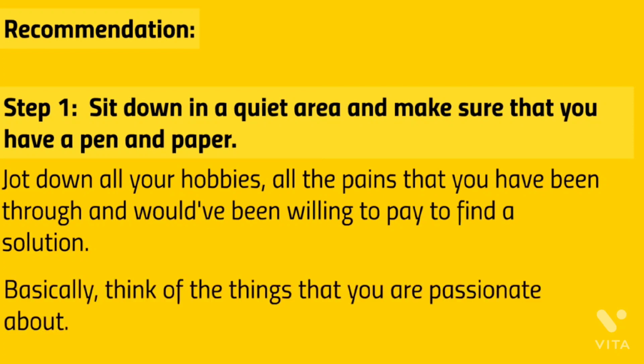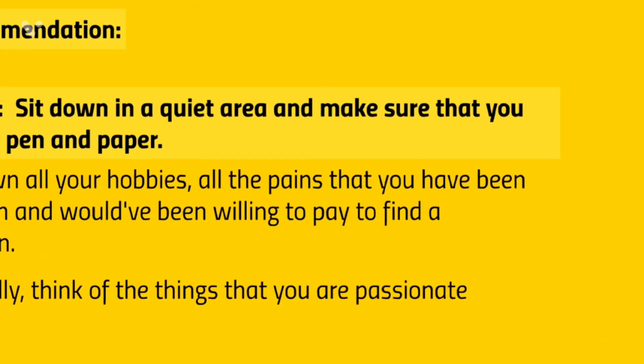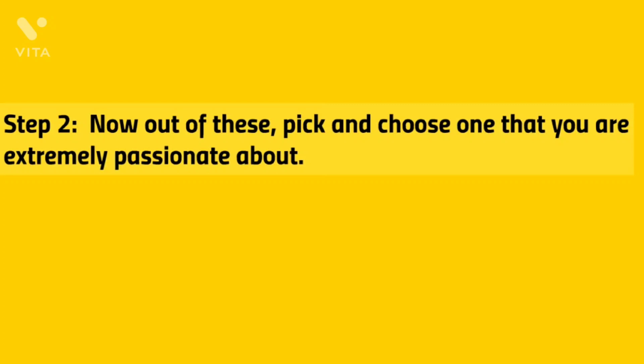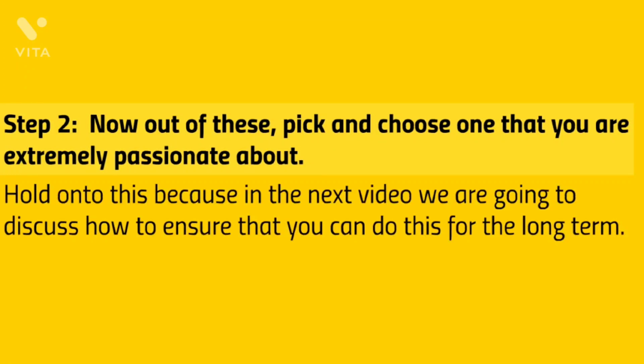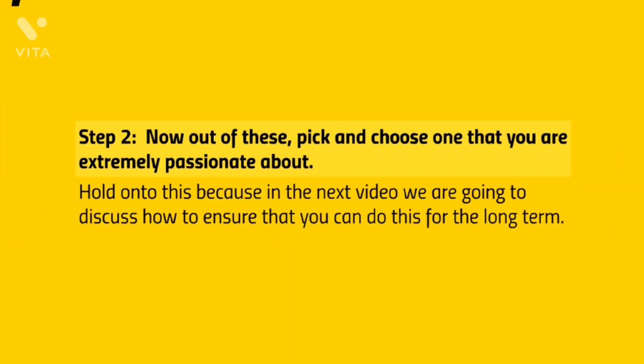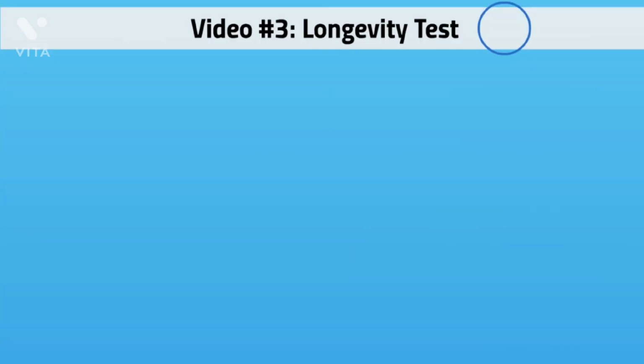So basically think of things that you're passionate about. And if you want to pause this video and just go ahead and do that, that's fine. After you've done that, step number 2 is now, out of these that you have written down, I want you to pick and choose the ones that you're extremely passionate about. Now, hold on to this because in the next video, we're actually going to discuss how to ensure that you can make sure that you can do this for the long term and that this passes the longevity test, which is the next video.